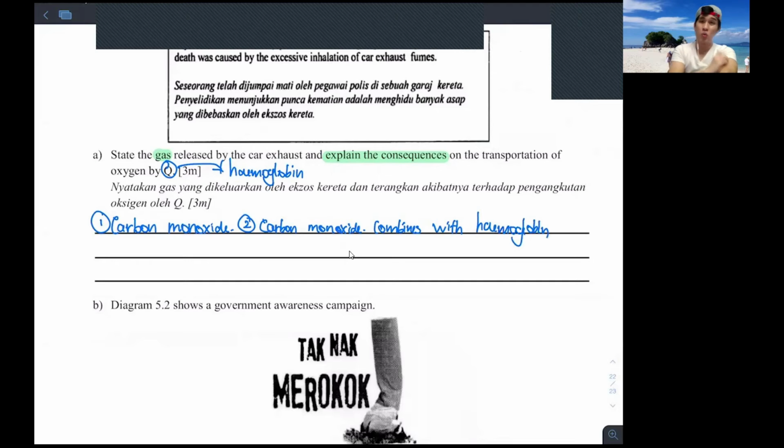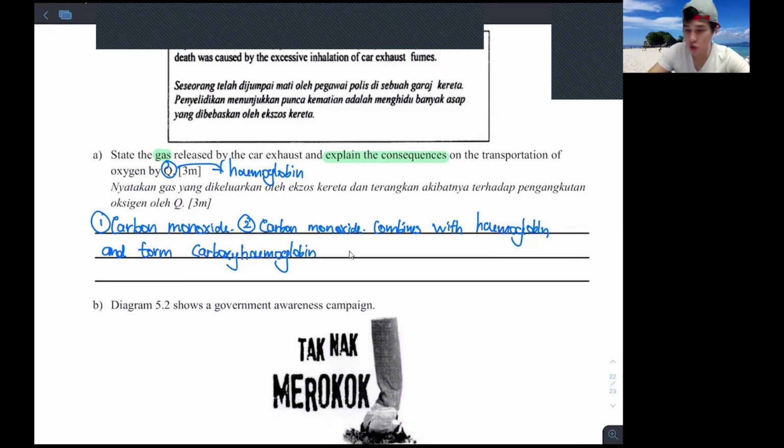And what does it form? The compound that it forms is the one that harms your body. So just remember, oxygen forms oxyhemoglobin. For carbon monoxide, you just add the CARB in front. So it is carboxyhemoglobin.